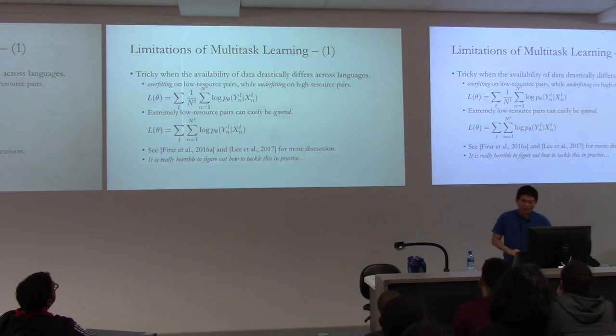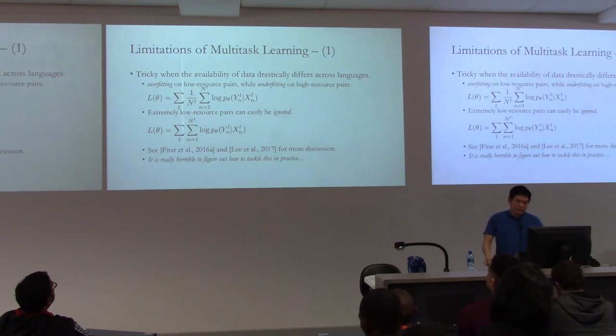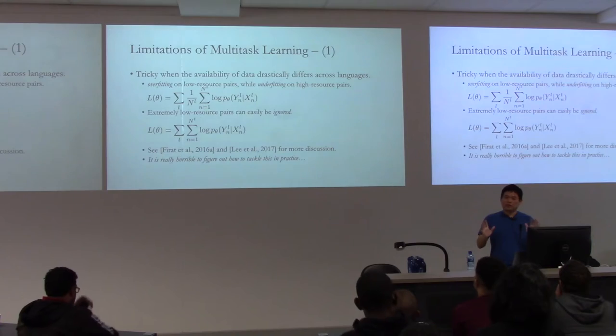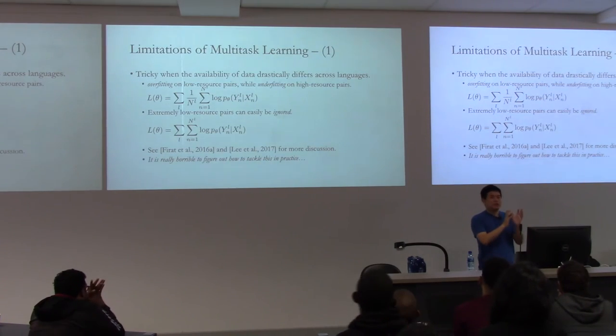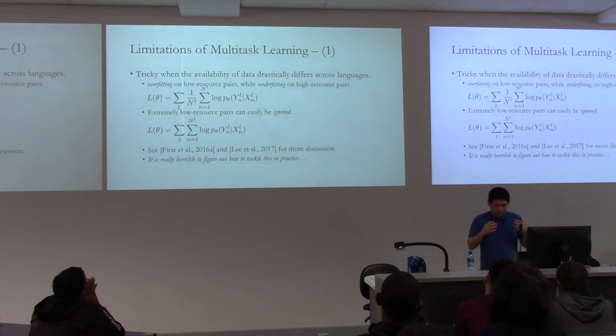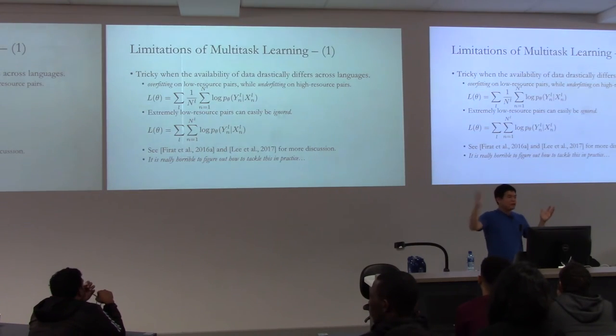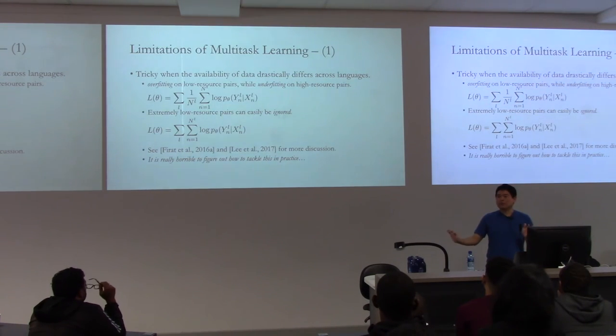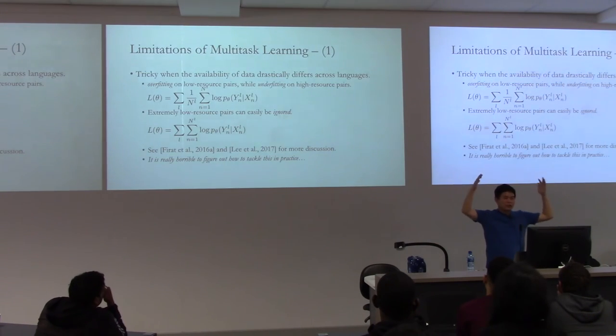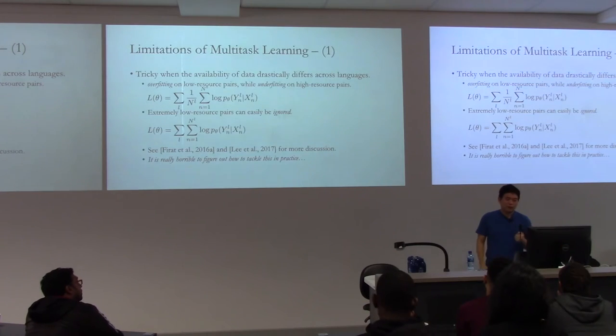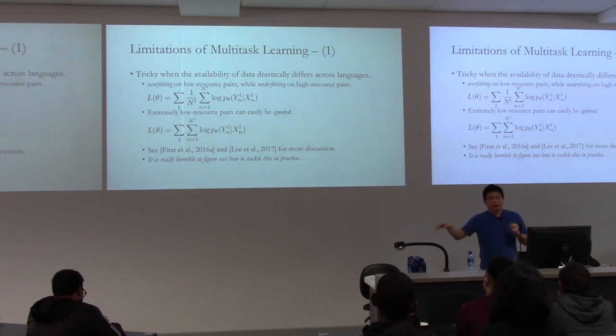Okay, obviously there are limitations, some severe limitations. First thing is that it's really tricky to train this kind of multi-task learning system, that is, building a machine learning system that solves multiple problems, when the availability of the data drastically differs across different tasks or languages. What happens is that, because we make the loss function by computing the average or the sum over all those examples, either the learning is going to ignore those low resource problems, because even if you ignore them, you can still decrease the loss quite significantly by just focusing on high resource languages, or the other way around. It's going to learn only those low resource tasks rapidly, and then it's going to overfit immediately while it hasn't learned anything about the high resource tasks.